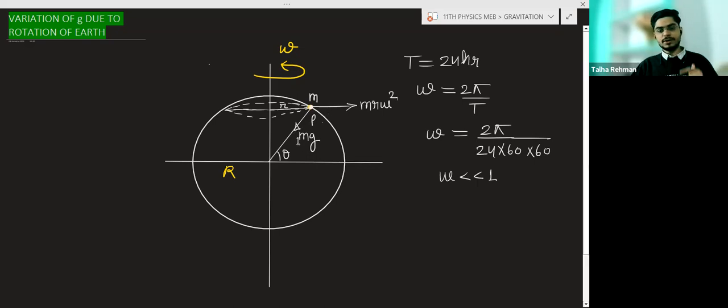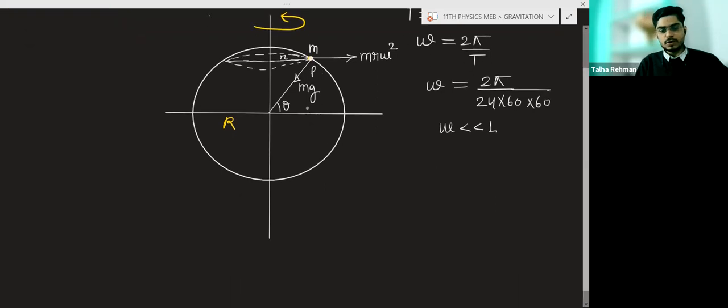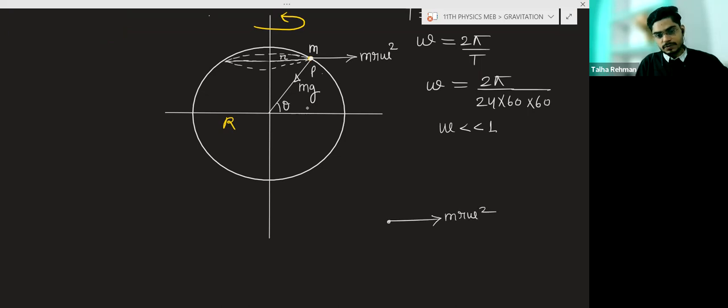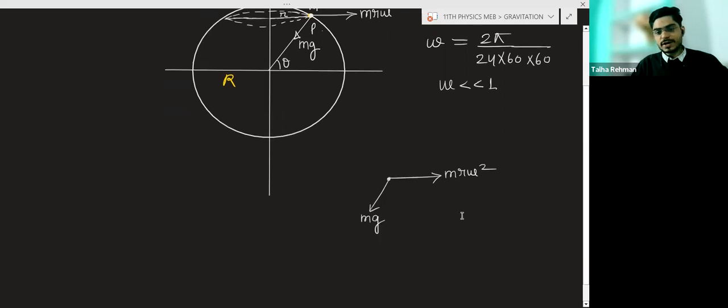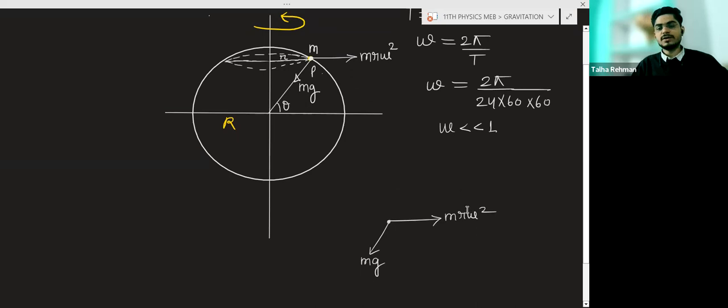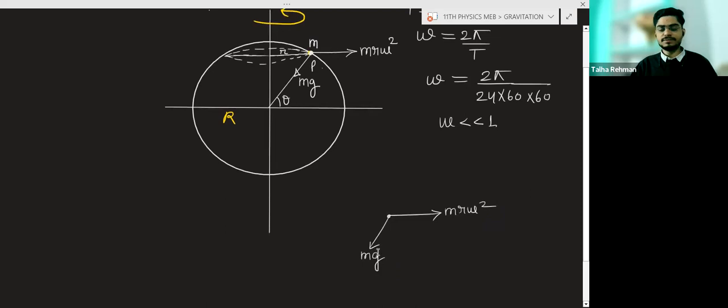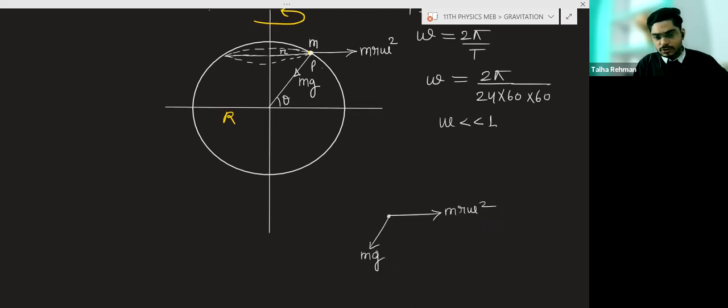Now here you can see on this mass m, one force is acting in this direction, m r omega square, and one force is acting in this direction, that is mg. This m r omega square will be less, because omega is much smaller than 1. So when you square omega, the value decreases even more. So basically this force as compared to this force is greater. So when you find the resultant, somewhere here like this you will get the resultant, and that resultant will be mg dash.